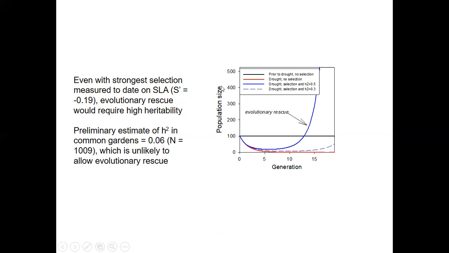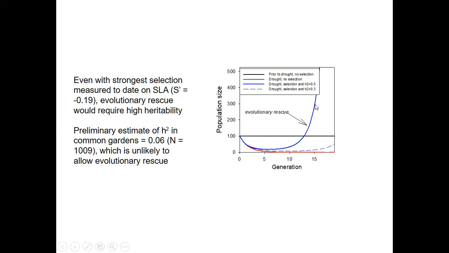So here's some output from the model: population size versus generation. If you have drought conditions shown in red with no selection going on, that 56% absolute fitness would cause the population to decline towards 0. But if you allow for selection favoring a reduction in specific leaf area, if the heritability is high enough, the population can rebound, and you can see evolutionary rescue.